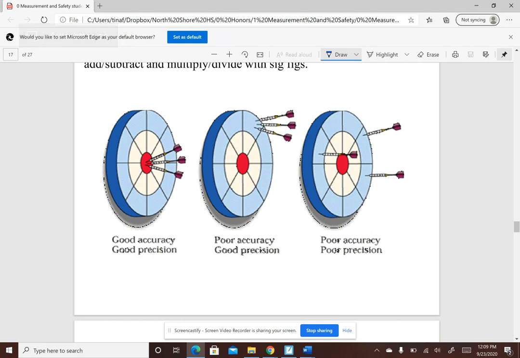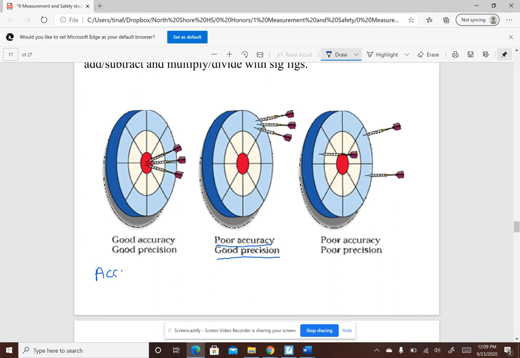accuracy versus precision. So when we talk about being accurate, when I throw a dart at this board, I want it to land on the bullseye. So landing on the bullseye means that I'm accurate. If we look at the first picture, the darts landed on the bullseye, so the accuracy was good. In my other two pictures, the darts are nowhere near the bullseye, so the accuracy was poor. Now, it's important to understand that you can have poor accuracy, but you can have good precision. And that's why you need to know the difference between these words.